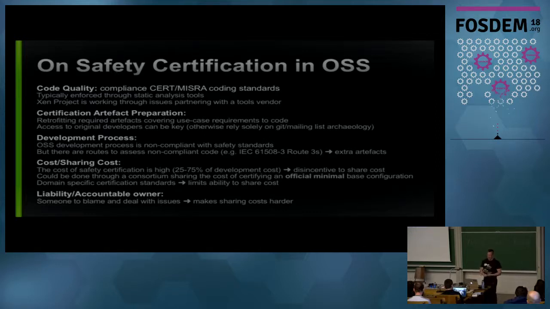Another thing around safety certification is you have to prepare a lot of artifacts all the way through the development process, from requirements all the way to how it gets implemented in the code. This is tough in an open source project because it's a lot about reverse engineering. We have had two companies who have done this, so we know it's doable. At the end of the day, it's just a cost thing. But those guys, of course, have a commercial project, and they pass the cost on to their customers.